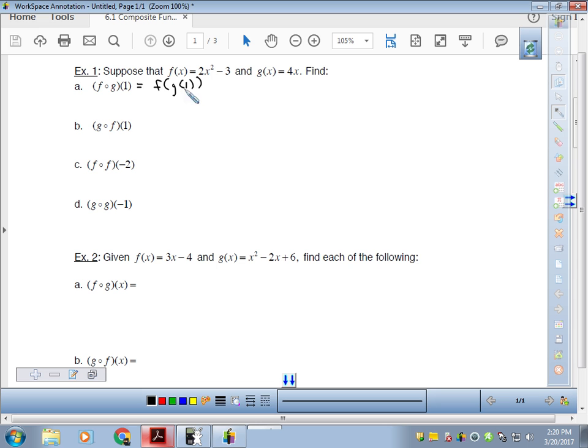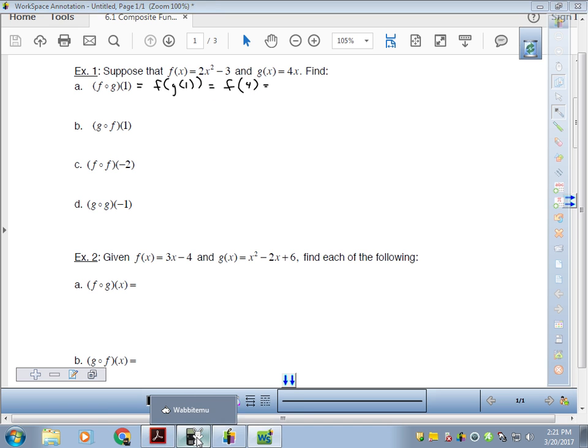And when you do this, you want to find this inner function first. So you want to find the g of 1 first. So take 1 and plug it into this g equation. What is 4 times 1? Well, 4 times 1 is 4. So now we have f of 4. That means we plug 4 into this equation.